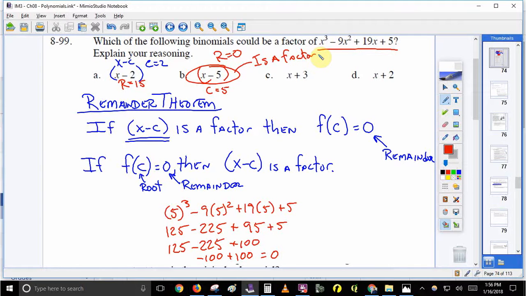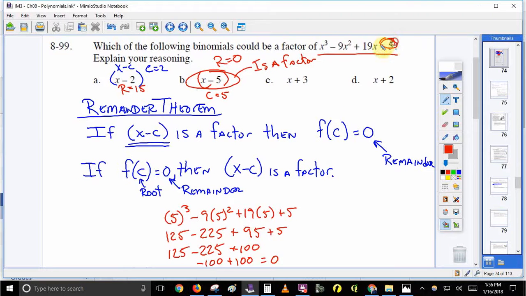All right, so that is a factor. And that's really the answer to 99. The other reasoning they give you to look at is to say that 5 is divisible by 5. And the 5 here is the only factor of the 5 on the tail end, and so the only real option there is B. But I wanted to go a little more in depth because this remainder theorem is going to be important for us to help figure out how we should factor these trinomials as we go on today.